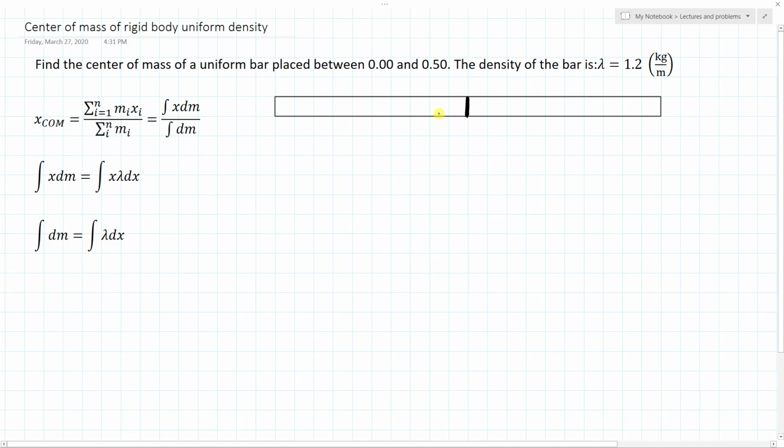So by calculating it, we'll be able to establish a method to calculate more difficult situations where the density may not be uniform, where the shape may not be as simple as a bar. It could be something else, a more complicated shape. So it all starts with finding this expected answer right here in the middle. So let's put a 0 here, and this is 0.5.